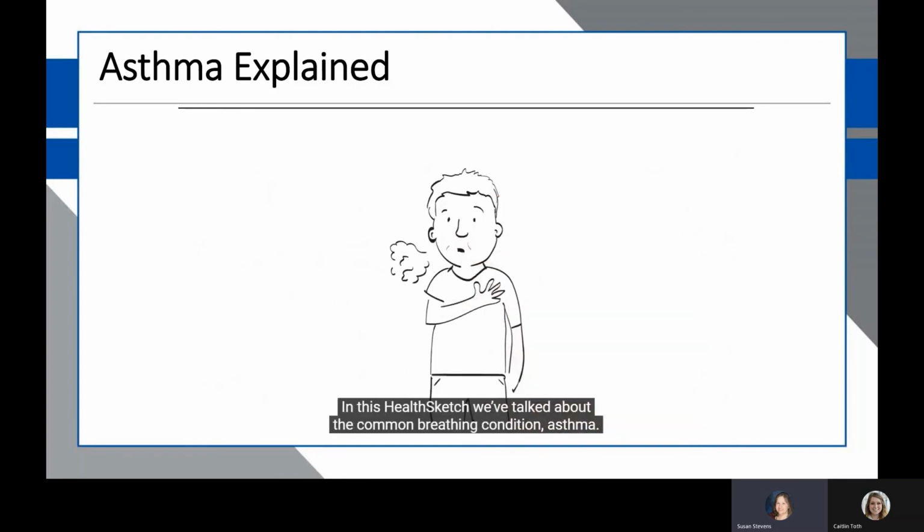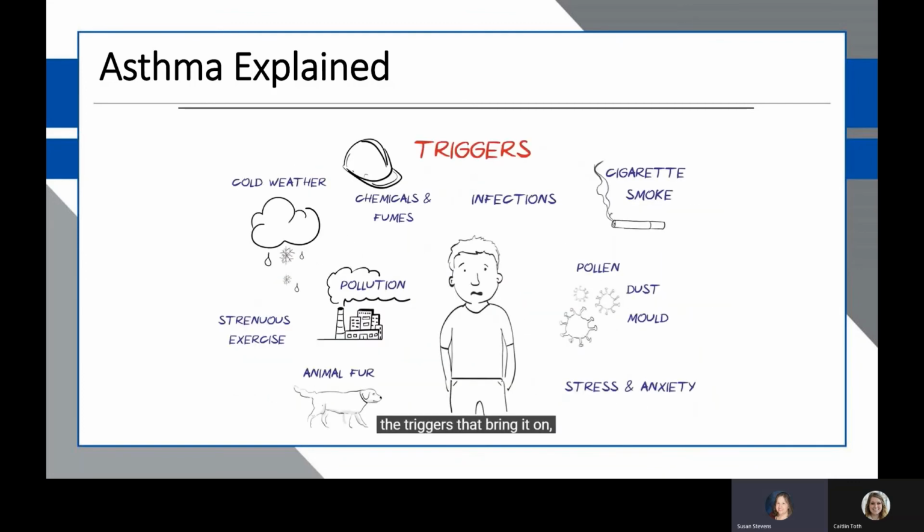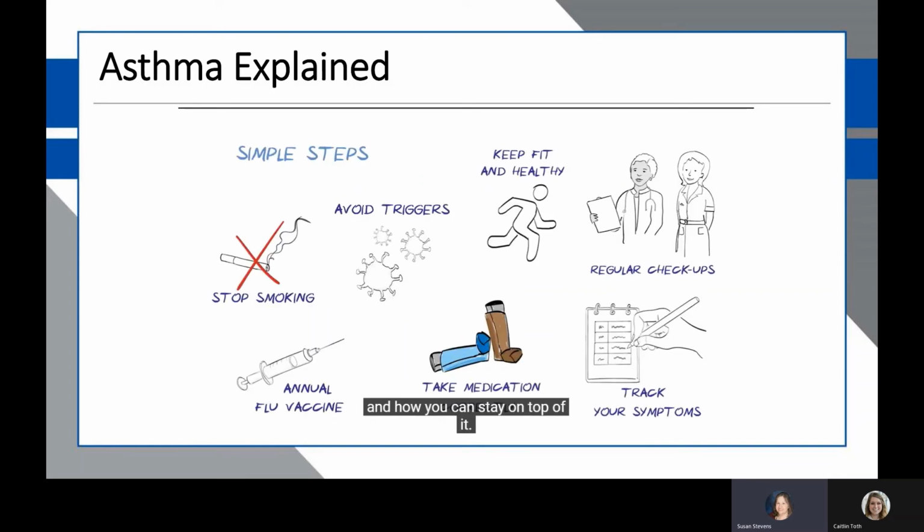In this health sketch, we've talked about the common breathing condition, asthma. We've described what happens to the airways, the triggers that bring it on, how it is diagnosed and treated, and how you can stay on top of it.